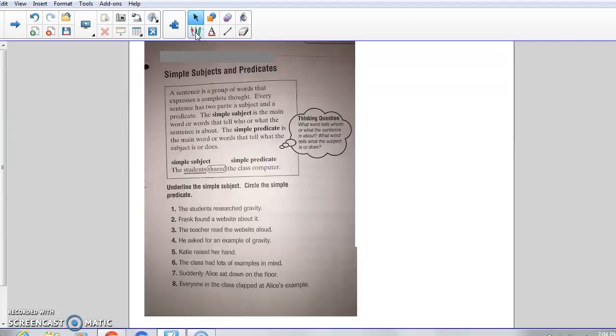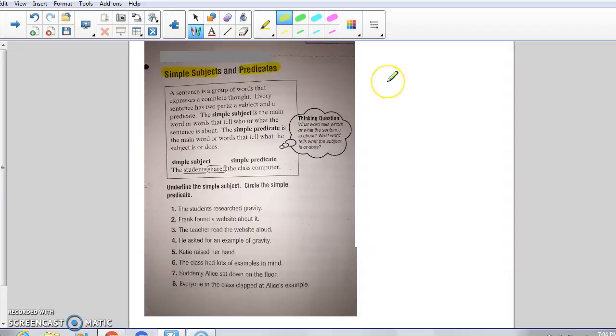Okay, we're going to check the front of this worksheet. So you need to get a checking pen and a highlighter. You can pause this while you go get that. All right, I'm assuming you're back with your highlighter and your checking pen. So go ahead and highlight your title, simple subjects and predicates.